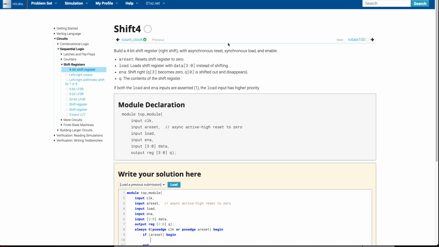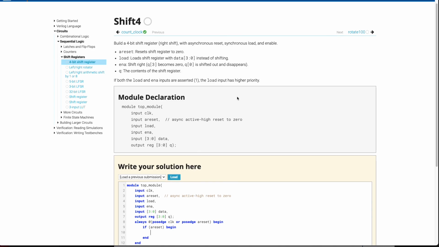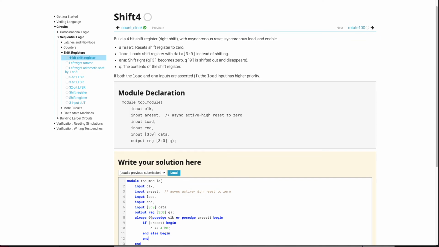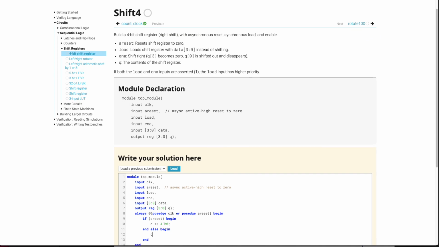So this is asynchronous reset, and with this asynchronous reset, we reset this to be 0. Otherwise, what do we do? If load... reset must take precedence, right? And then load would take precedence, and then enable. Yeah, enable.